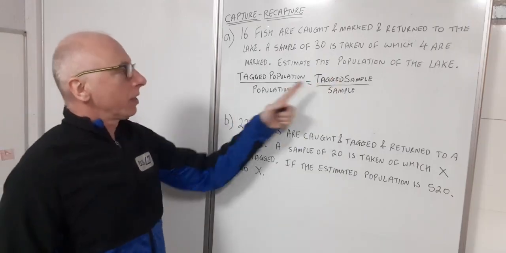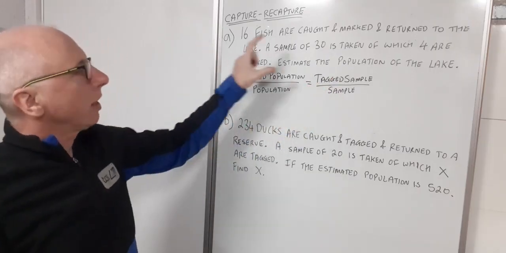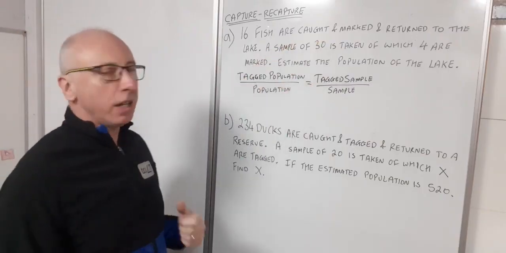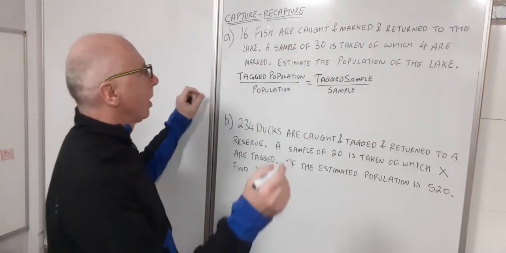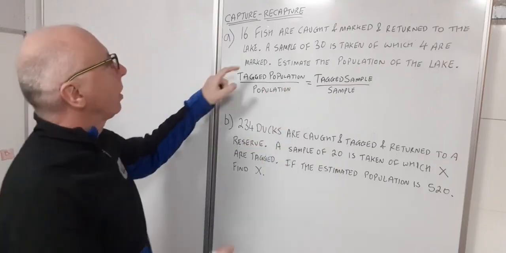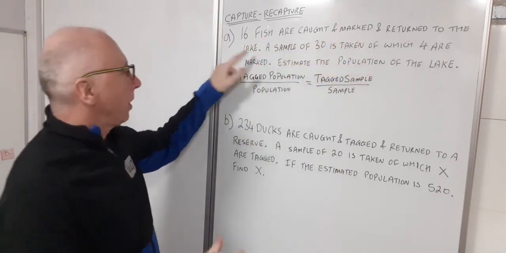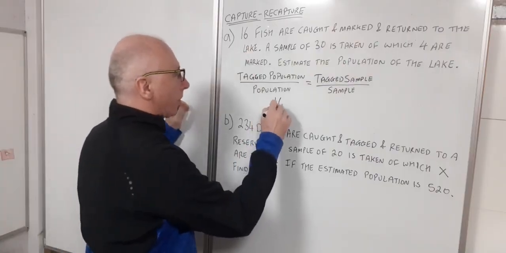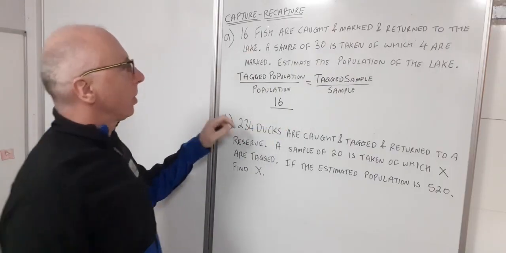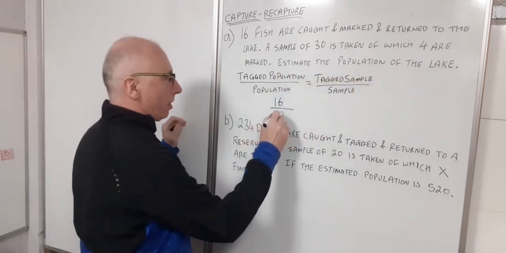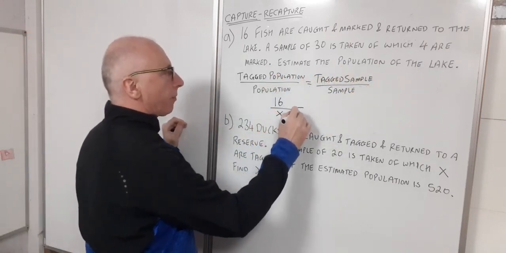So now with that formula, we can just find the information and the numbers which are relevant to each part of that, and then solve for the missing part. So tagged in the population, well, 16 fish are caught and marked and returned to the lake. So that will give us 16. That's our tagged in the population. We need to estimate the population of the lake. So this is the number we're looking for.